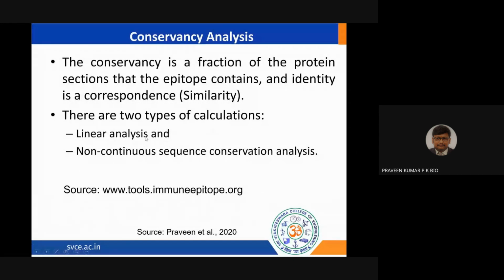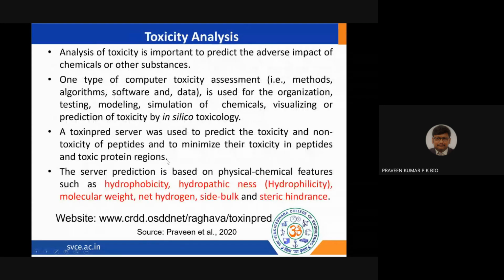And if you see the calculations, you have linear analysis and non-continuous sequence analysis. So for linear amino acids, you just focus on the sequence, but non-linear focuses on the structure. The structure of the epitope is important to determine. And not just the immunogenicity, even toxicity of a peptide is most important. If you want to give a peptide in the form of a vaccine, one has to concern on the toxicity.